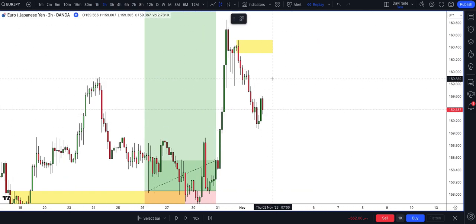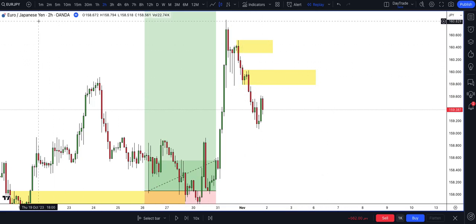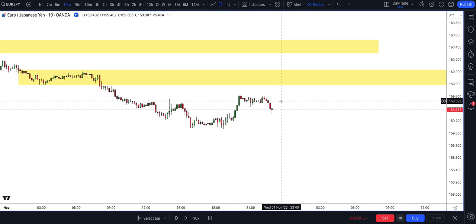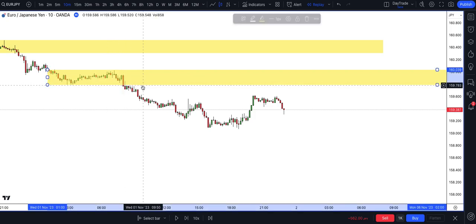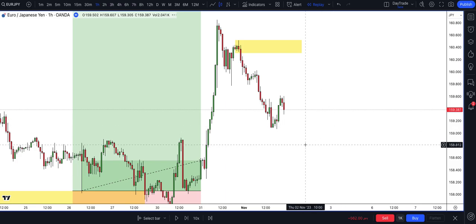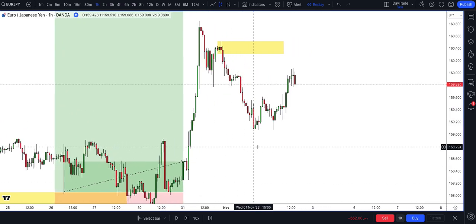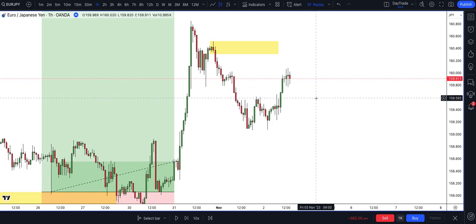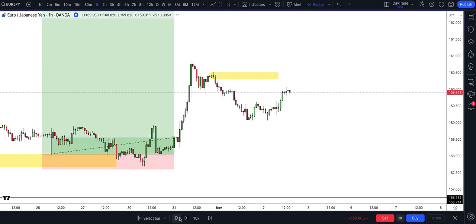Two-hour time frame as well, potentially a zone here. The 10-minute time frame, but not one we're going to take. Price already come back and retested it. Not for us. Okay, moving on. Nothing here either. Nope.